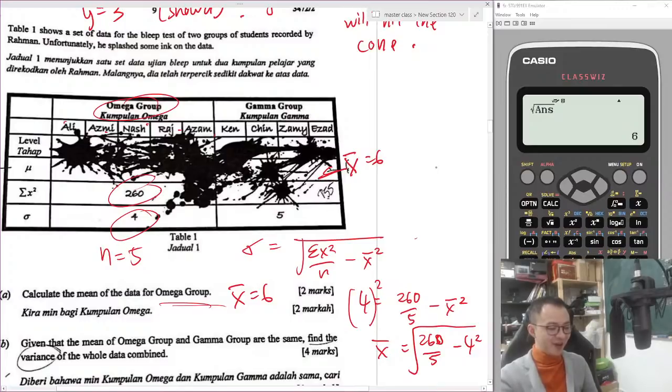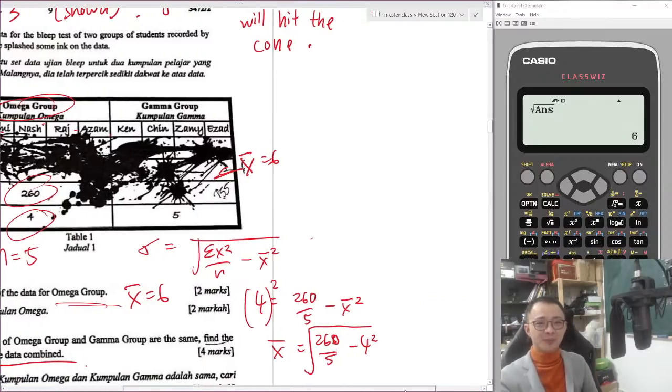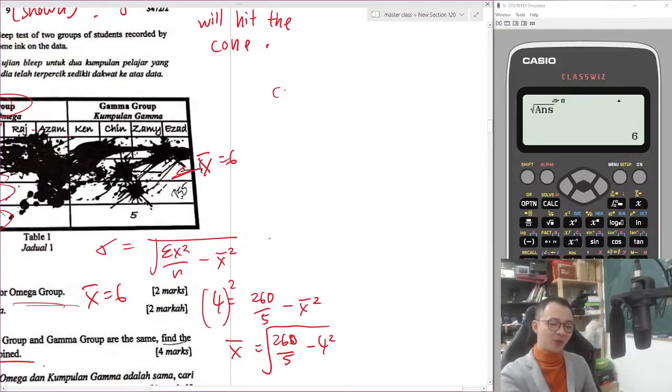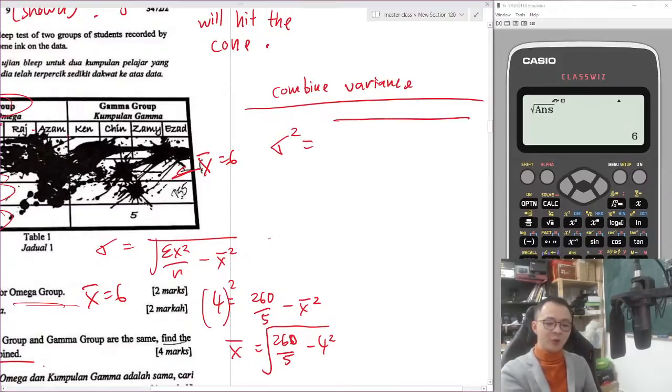Alright, so find the variance of the whole data combined. This is a bit tiring to do. If I want to find the combined variance, you kind of need to understand something here. Normally, what we will do is use the sum of x squared from the first data plus the sum of x squared from the second data, divided by the total n. Or maybe I just write n1 plus n2.